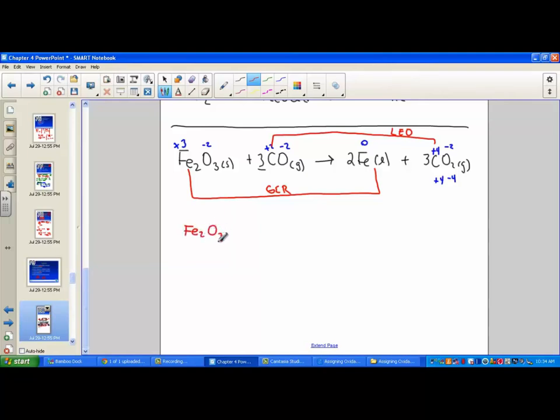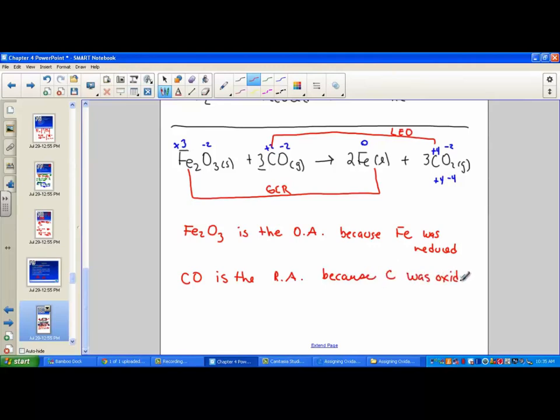The reactant of Fe2O3 is the oxidizing agent because iron was reduced. And I'll just use that symbol. The second reactant, gaseous CO, is the reducing agent because carbon was oxidized.